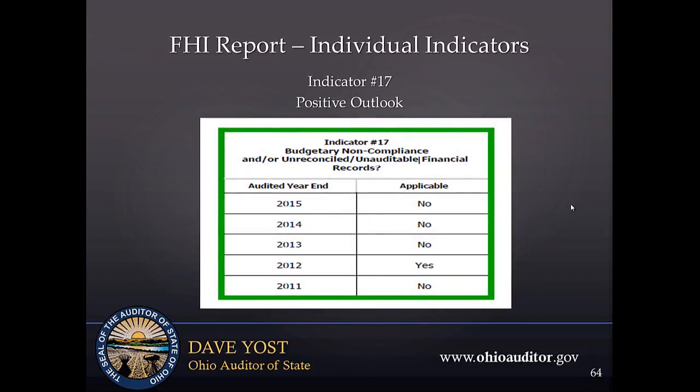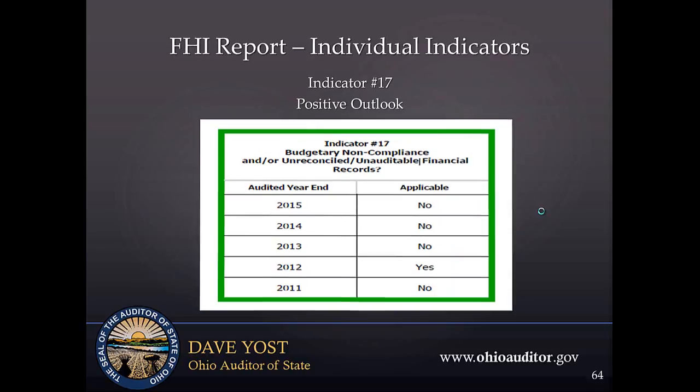The chart for indicator 17 on a positive outlook looks like this, where the answer to the question of whether they had budgetary noncompliance or unreconciled or unauditable financial statements is no. In this case, you can see it was no for all 3 years. We are reflecting multiple years in the report so that you can see the trend, but it's only adjusted based on the current 3 years.